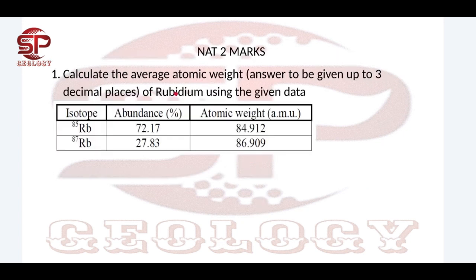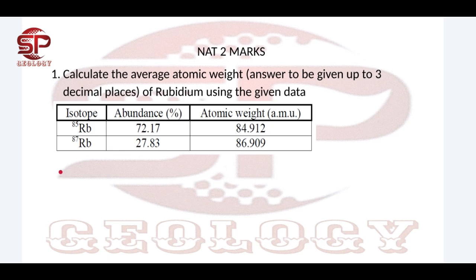Now calculate the average atomic weight. First, the isotopes rubidium 85 and rubidium 87 have atomic weights of 84.912 and 86.909, and they have abundances of 72.17% and 27.83%. So rubidium 85, when it is 100%, weighs 84.912. Now the abundance is 72.17%. So you have to calculate the atomic weight of rubidium 85 at an abundance of 72.17%. Then we have to calculate the rubidium 87 weight at an abundance of 27.83%.